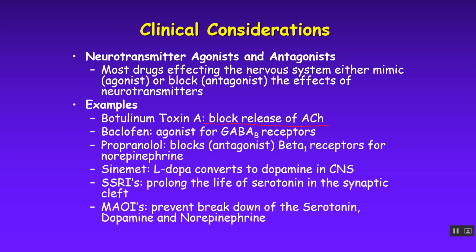Then monoamine oxidase inhibitors prevent breakdown of several different neuromodulators. Monoamine oxidase is an enzyme that breaks down the neurotransmitter in the synaptic cleft. But if you block it, it's an inhibitor. If you inhibit the monoamine oxidase, then serotonin, dopamine, and norepinephrine will stay in the synaptic cleft longer before they get broken down or before they diffuse away.